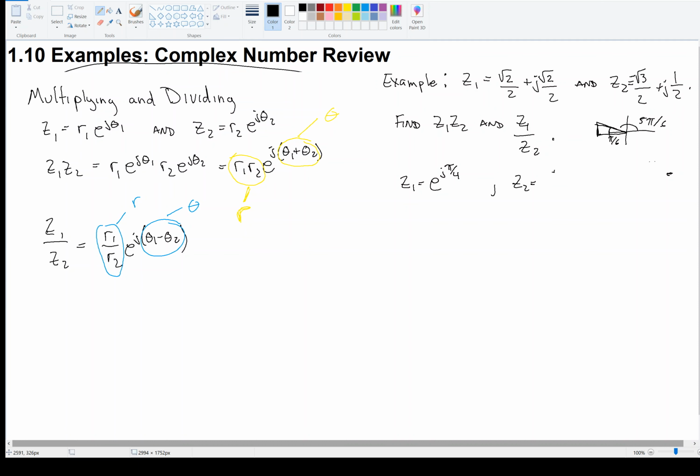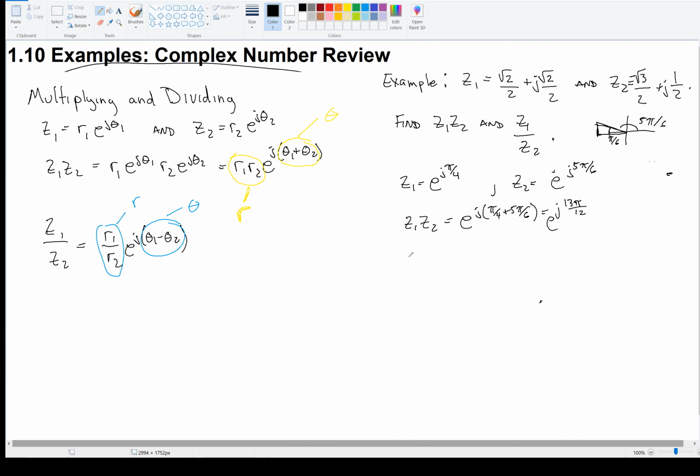Okay, so we can write z2 as 1 e to the j 5 pi over 6. Now, z1 times z2 is just 1 e to the j (pi over 4 plus 5 pi over 6). You can get a common denominator of 12 there. So this is 3, and this is 10, so this is 13 pi over 12. Okay, so it has a magnitude of 1 and an angle 13 pi over 12.